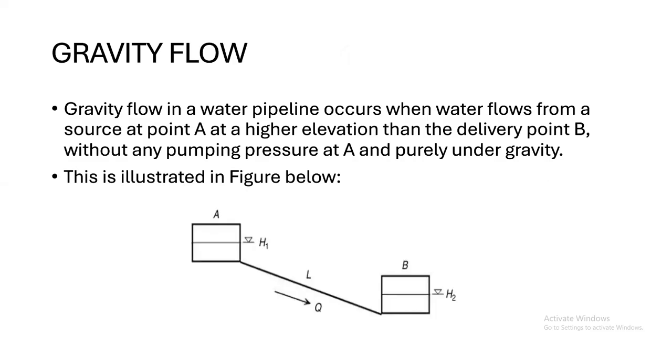Gravity flow in a water pipeline occurs when water flows from a source at point A, at a higher elevation than the delivery point B, without any pumping pressure at A and purely under gravity. This is illustrated in the figure below, which means if my tank A is above tank B, I can transfer the liquid from this one to this one just by using gravity.